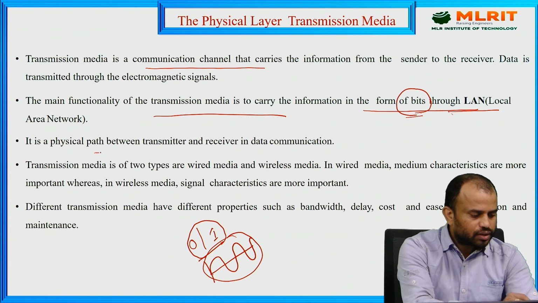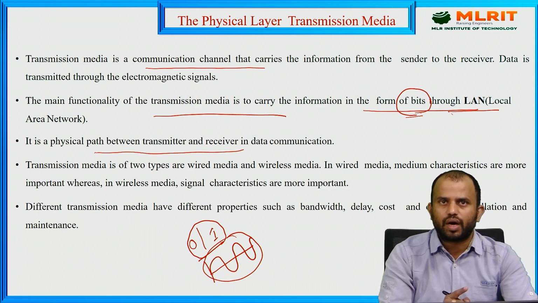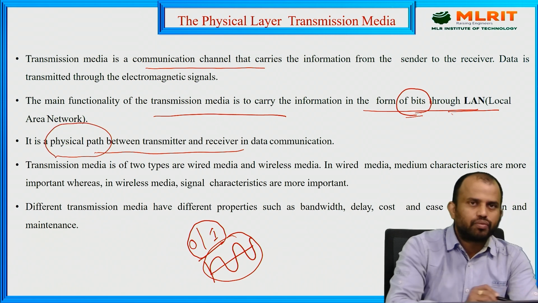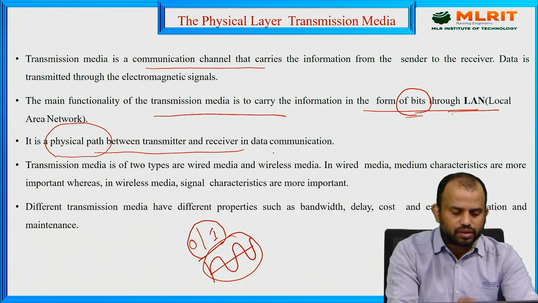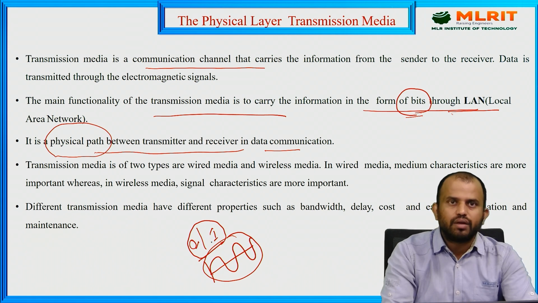The physical path between the transmitter and receiver comes under data communication, because while we transmit information from one end to another end, we have to give a prescribed path. That path we call the physical path between the transmitter and receiver, in the form of data communication, in the form of binary numbers, which are 0 and 1.